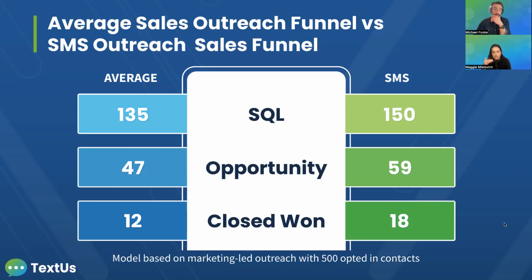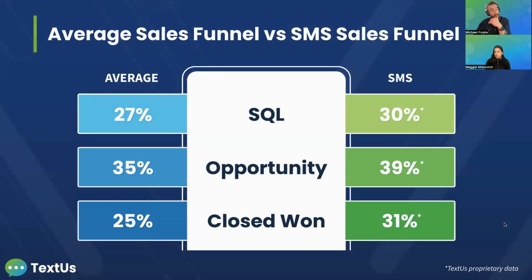You can see how this progresses down funnel with the standard average utilizing things like phone and email versus SMS. So from those 500 contacts, you're looking at about 150 if you utilize SMS versus 135 without. And then you can see the way this materializes down funnel. Based on the conversion rates we see, the difference in your closed won business is upwards of 50% higher with SMS. So why is that?